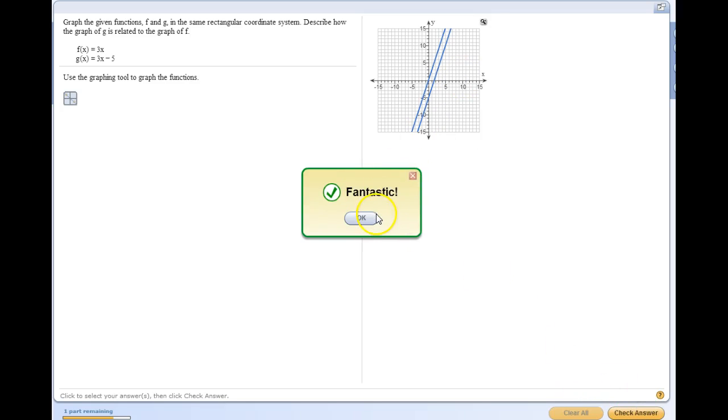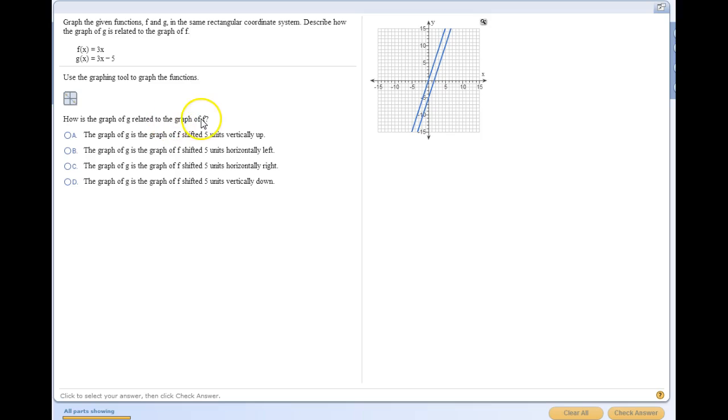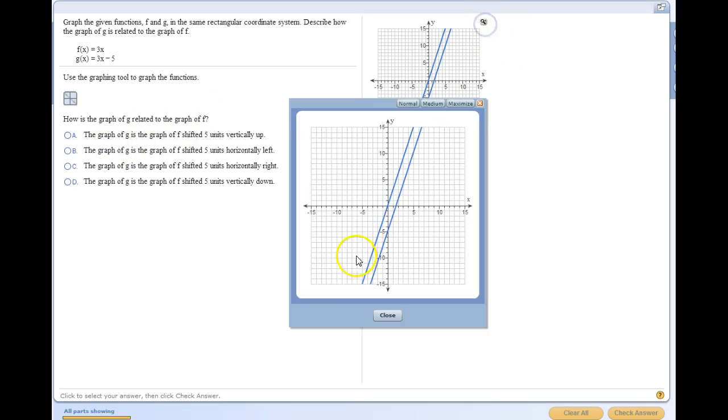Check my answer, that's good. And then how is the graph of this related to the graph of this? Now, pull it up again. This was our f, this was our g. The thing that can be confusing is, depending on how you look at this, it can look like it's moved from left to right. But notice it's 1, there's 2. It's not 5 units to the right. Even though it does look like it did shift to the right, that's not correct. It didn't go 5 units to the right. What it did do is go 5 units down. So that's the answer here.